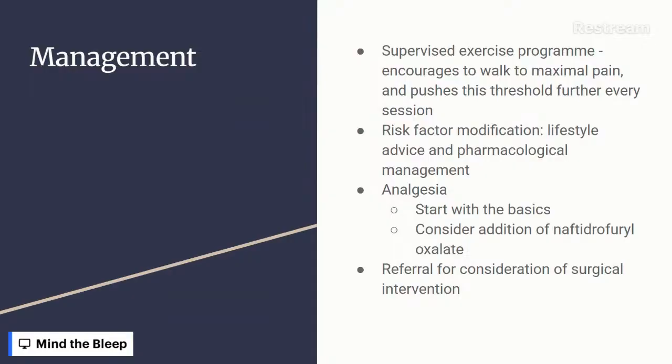If you are going to be putting them on opiates, consider things like laxatives, counseling on the fact that you can become dependent. And then there are some specific medications for intermittent claudication that people can be put on. And obviously referral to a vascular MDT, because they'll be the ones making the decisions on whether somebody would be for surgical intervention or not.